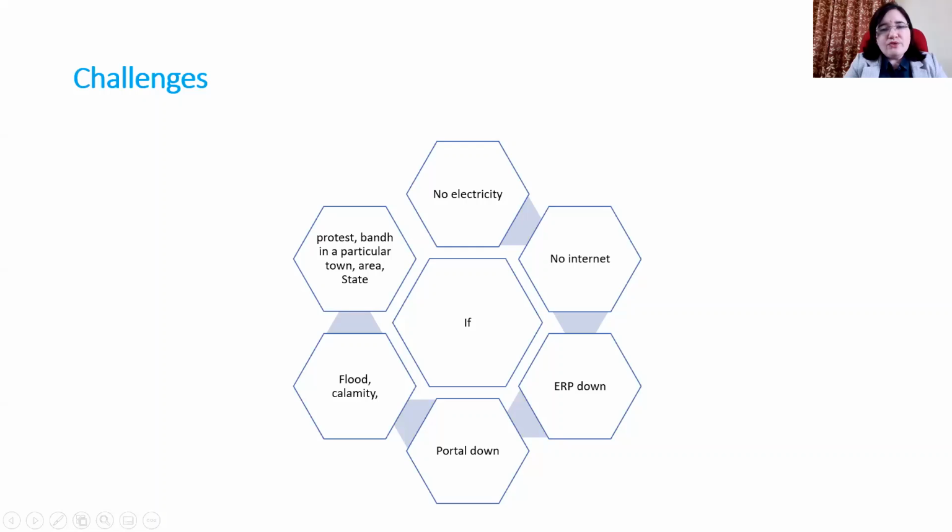Now, related to the challenges. If you are going to implement e-invoicing, you may face some challenges. And what are those challenges? Many consultants are discussing challenges such as no electricity, no internet, ERP down. Definitely these are critical challenges. But these challenges have already been communicated to the government, and the government has said that a state-level notification or clarification would be issued on what can be done in such a scenario. So this is already discussed with the government.